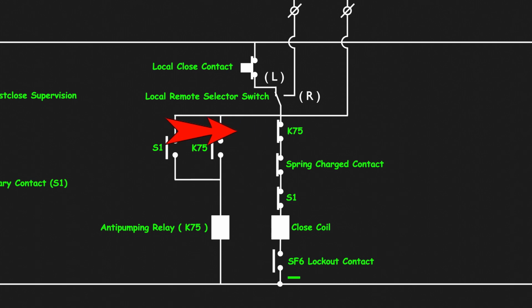Now, if the switch is selected to local, the positive voltage continues to the closing coil via several contacts. These include a normally closed NC contact of the anti-pumping relay, a normally open NO contact of the SF6 general lockout relay, a normally closed contact of the auxiliary switch of the circuit breaker, a normally closed contact of the spring charging mechanism. When the circuit breaker is in the open condition and the spring is fully charged, only then can the circuit breaker be closed.